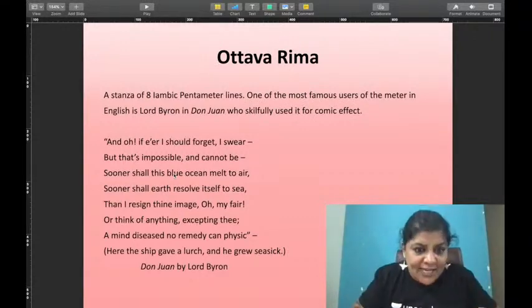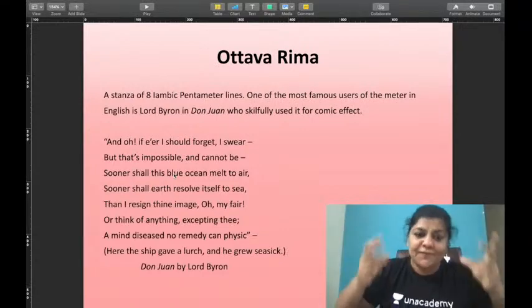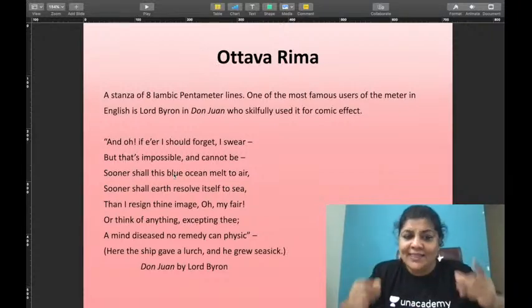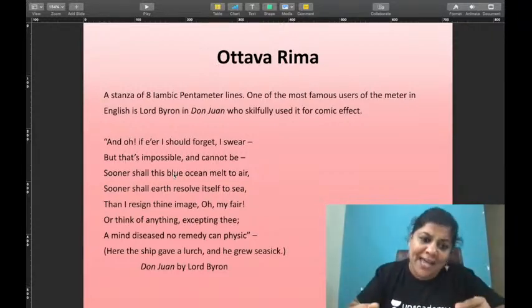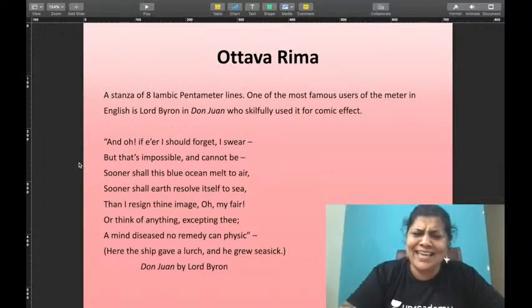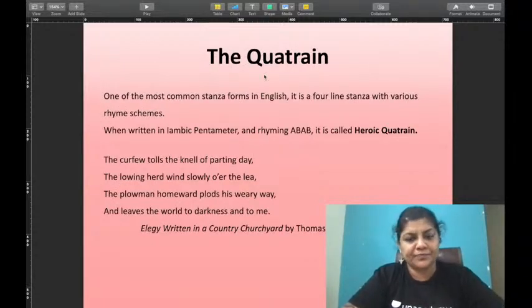Sooner shall this blue ocean melt to air. Sooner shall earth resolve itself to sea. Then I resign thine image, oh my fair. Are you getting the trick? Sometimes we get confused. Go to the next line, that's all. Are you loving this? Did I make things clear?